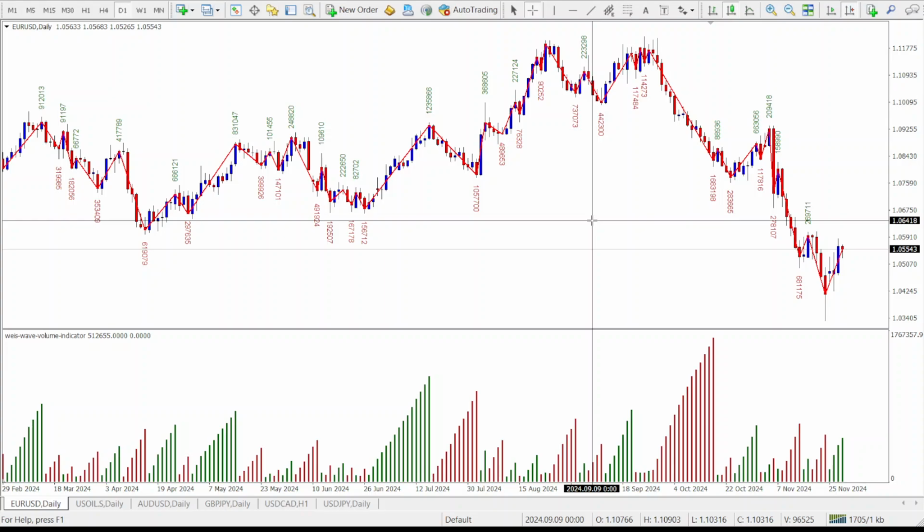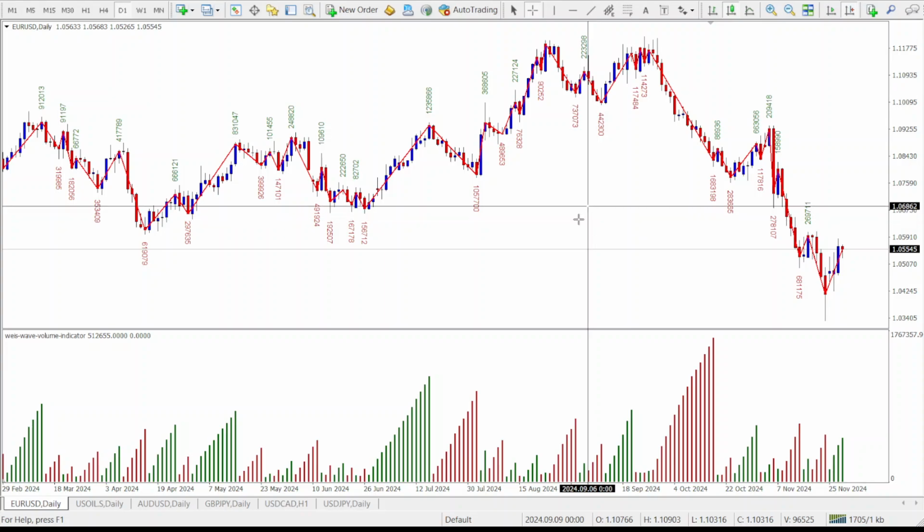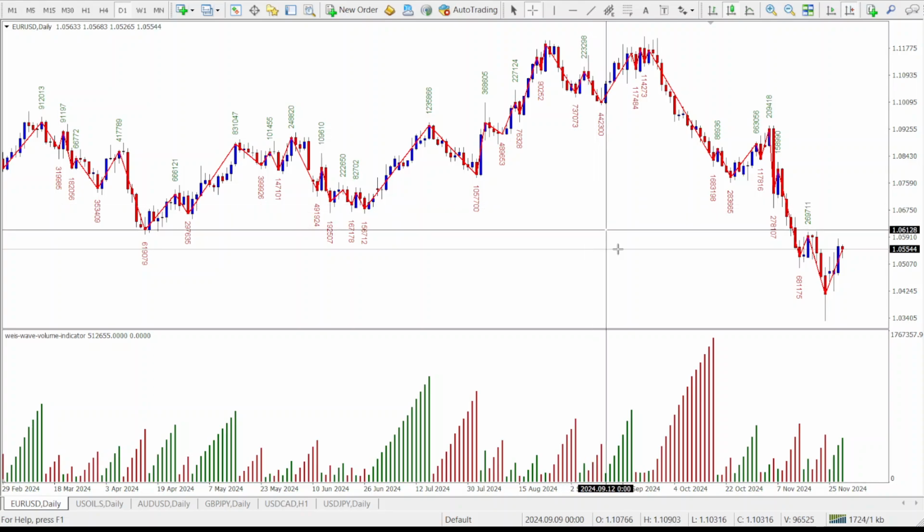Basically, this indicator can be used both in a trending market and in a consolidating market. You can use it whether you are a scalper, a day trader or a swing trader. So for different strategies and different styles of trading, you can use this Weis Wave Volume Indicator effectively. Now, in as much as this indicator can be effective, it's important that you always get confirmations.